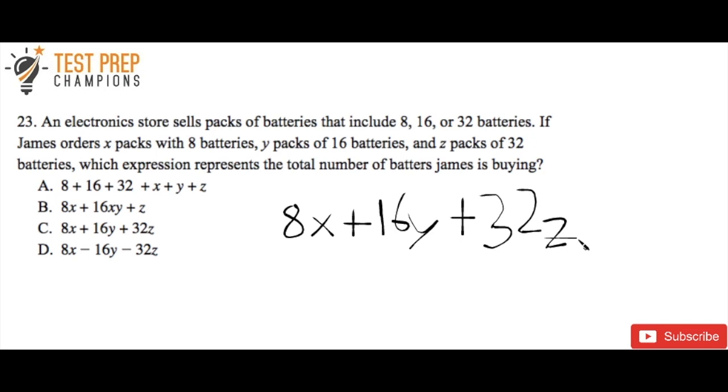32z. And this is because these are the packs of 8 batteries. So we don't know how many 8 packs he's getting. However, let's say that he was getting 2 8 packs. So 8 times 2 would be 16, so that would be 16 batteries here. But we don't know how many 8 packs, so that's why we leave it as a variable. Same with 16 and same with 32. So hopefully this one was pretty easy for you. Hopefully you see that this is C.